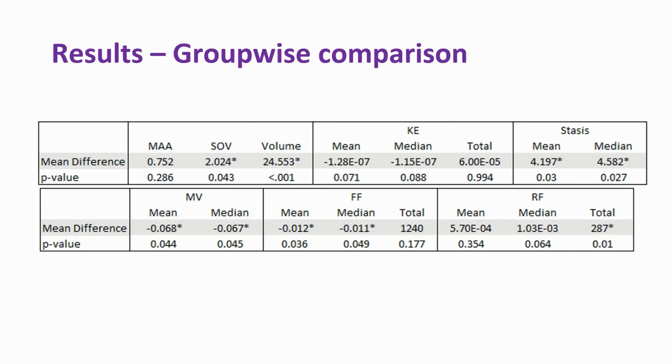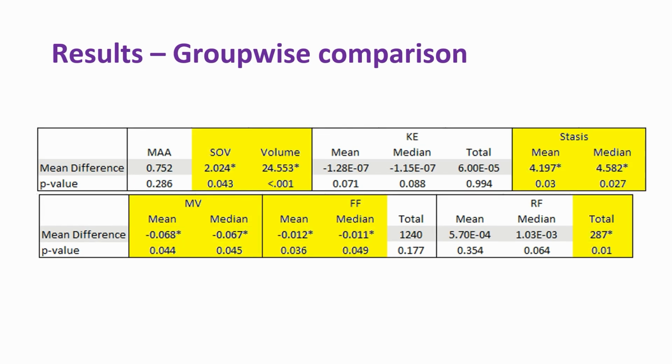And then here are the results of the group-wise comparison between the ascending aorta length greater than or equal to 100 millimeters group and the ascending aorta length less than 100 millimeters group. And here's the same data with the significant comparisons highlighted. So comparison was significant for sinus of Valsalva diameter, aorta volume, average flow stasis, average maximum velocity, average forward flow, and total reverse flow.